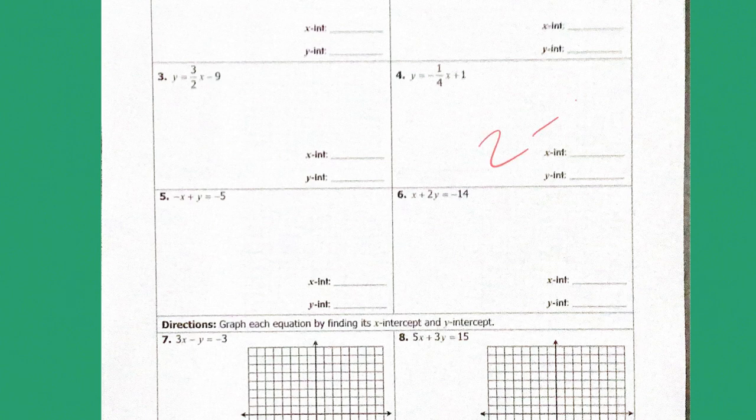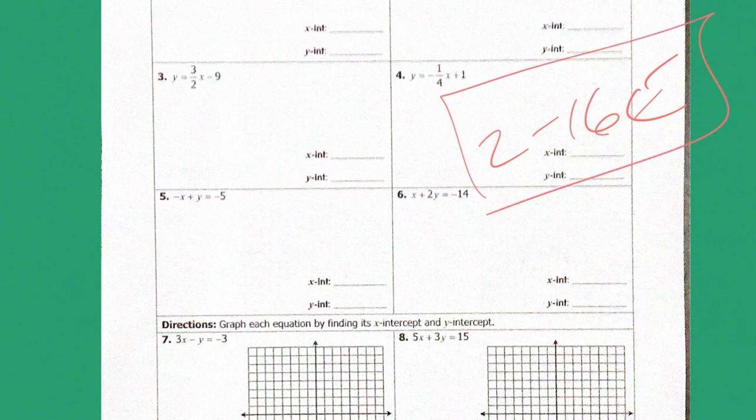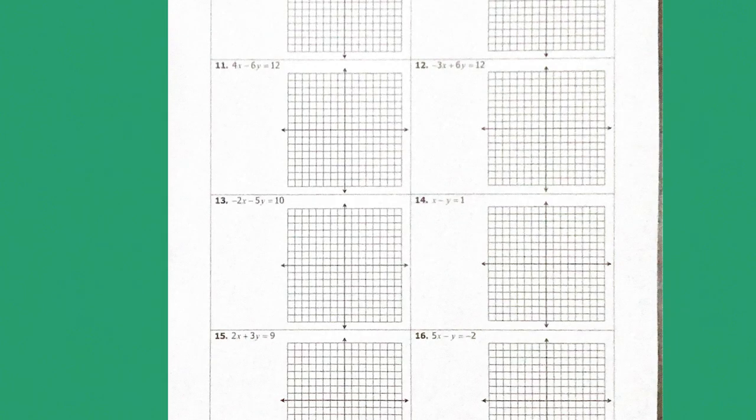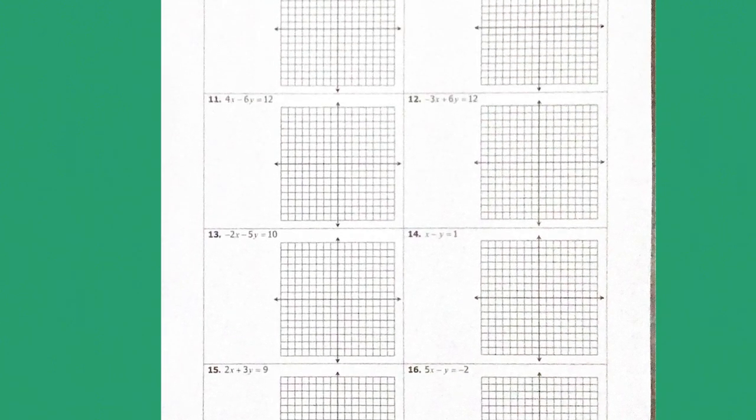All right, going to go 2 to 16 even. Finding the XY intercepts. I think starting with number 8, you're going to graph it just like we were doing on the examples. They're all the same thing. Okay. All right, 2 to 16 even.